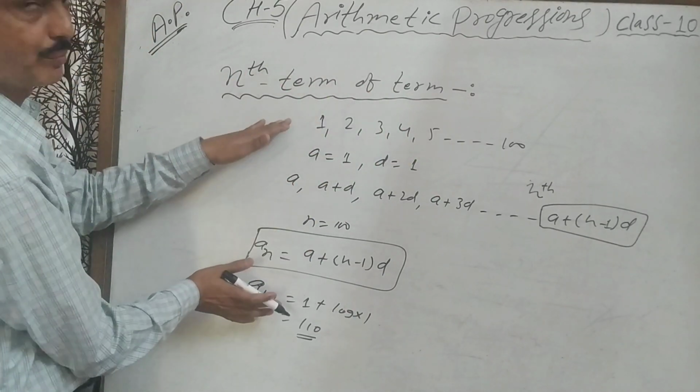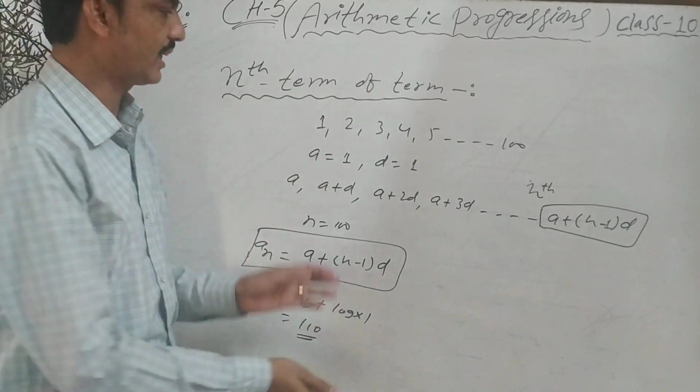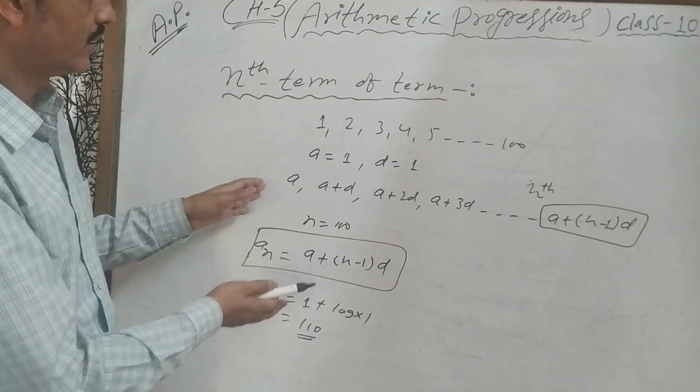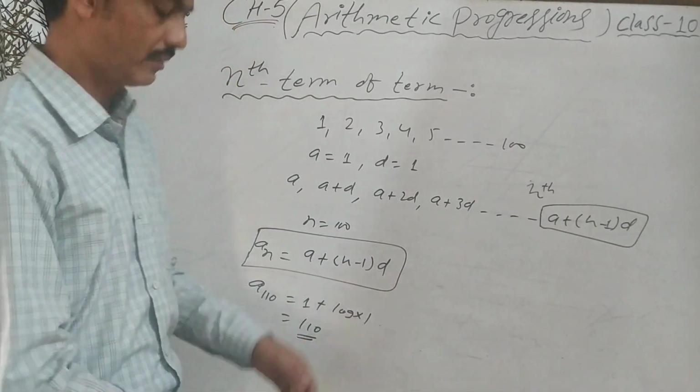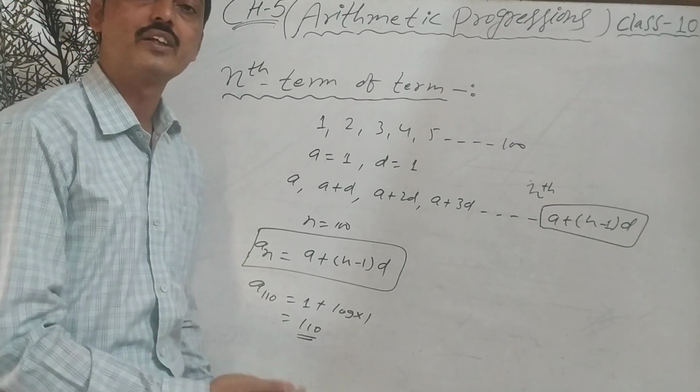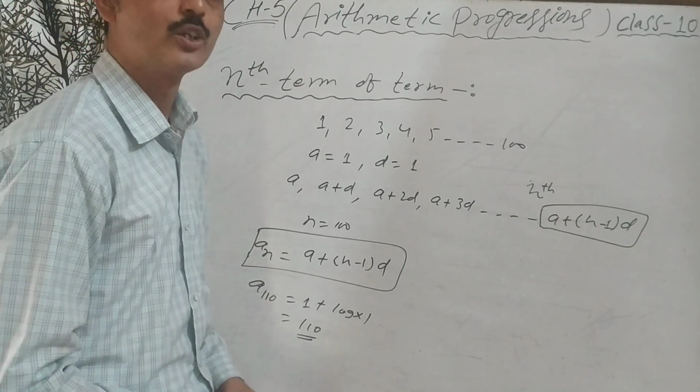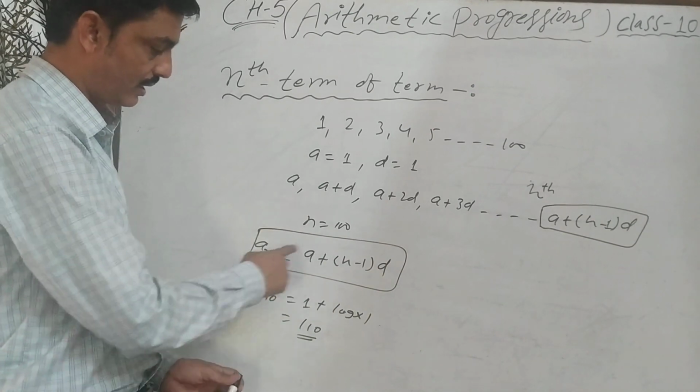It's a very simple example. I take a very simple example. You can take any AP, right? And then find its nth term, as given in the NCERT book. Then we will discuss different APs and different types of questions based on this formula, the nth term.